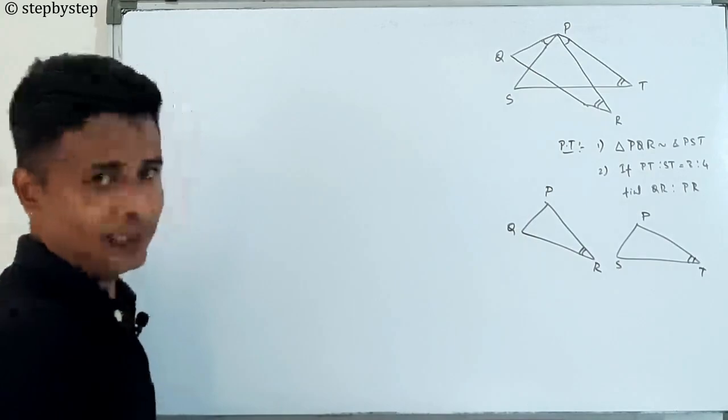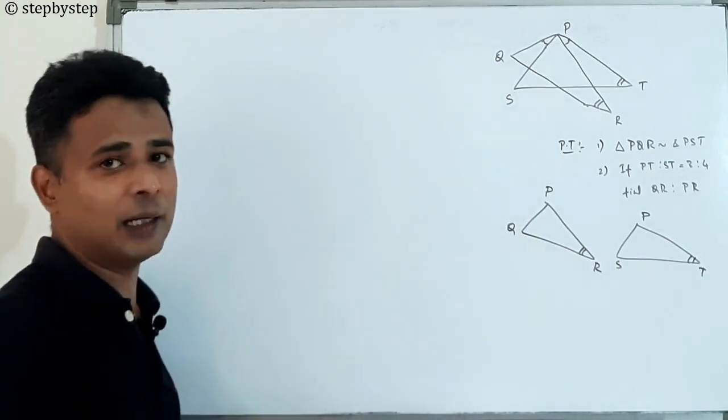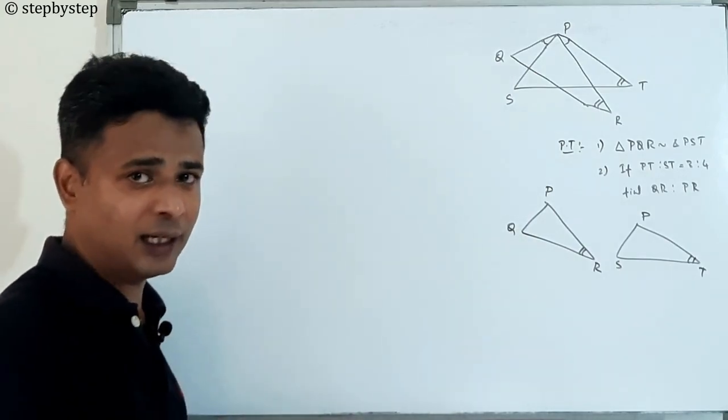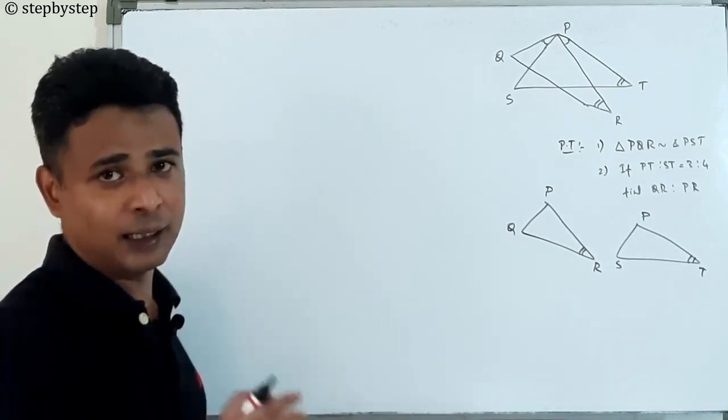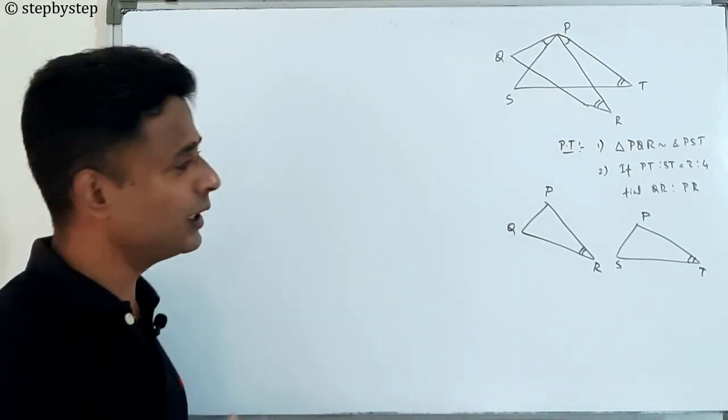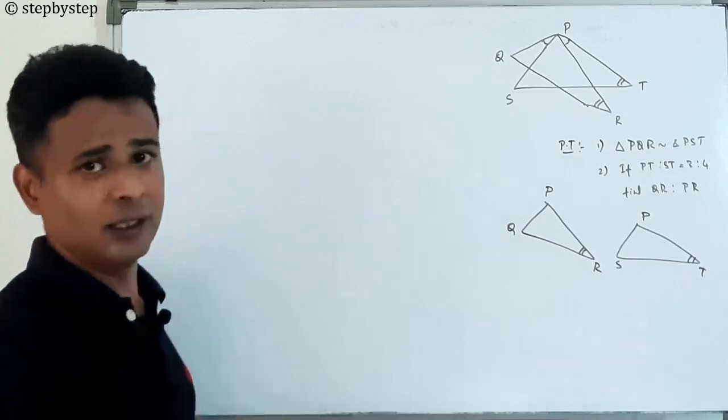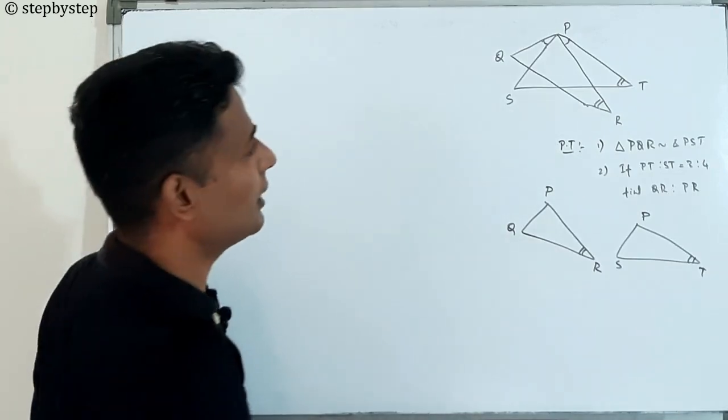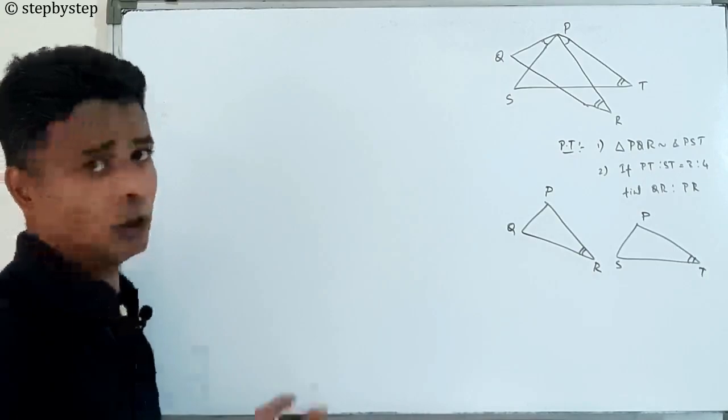You already got one thing, you just need one more thing. We cannot do anything about the sides because they have not given any data regarding the sides. So SAS and SSS is out of the question. So the only way we can solve is AA or AAA, but AA is enough. So that is the only way to solve.